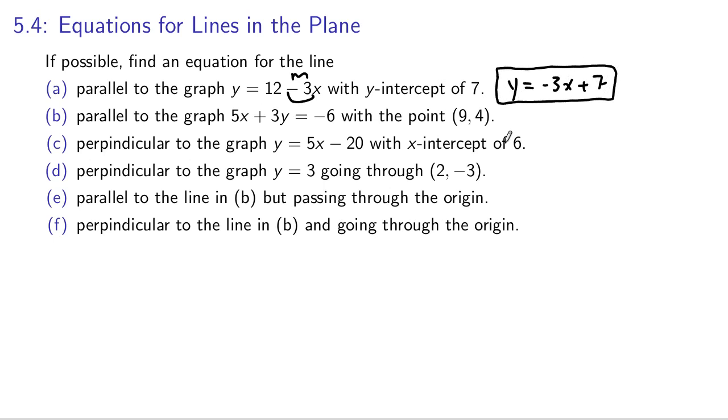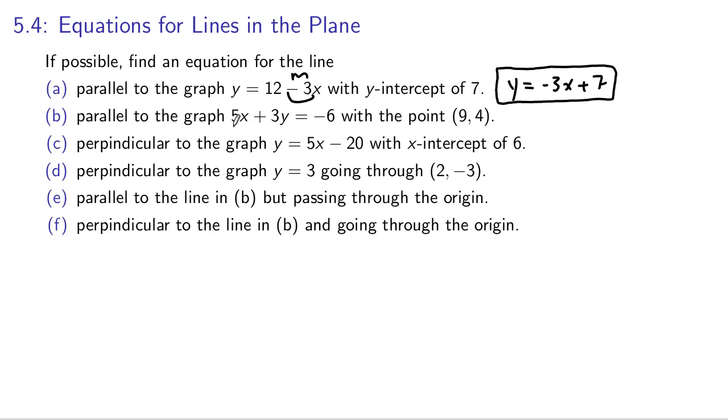B. Parallel to the graph 5x plus 3y is minus 6, going through the point, or the line has the point 9, 4. So x is 9, y is 4. Okay, it didn't say what form the equation has to be in.